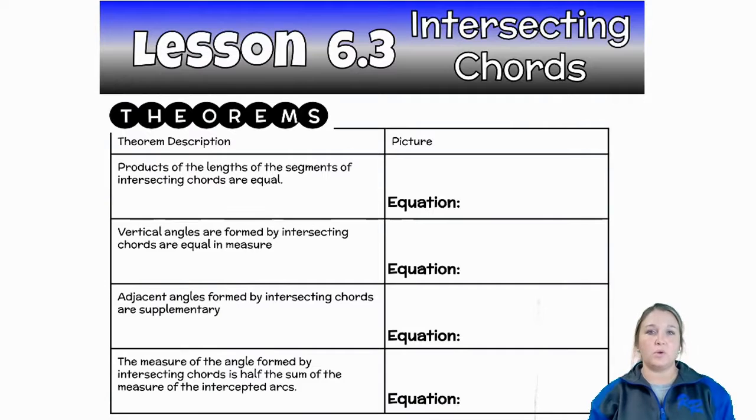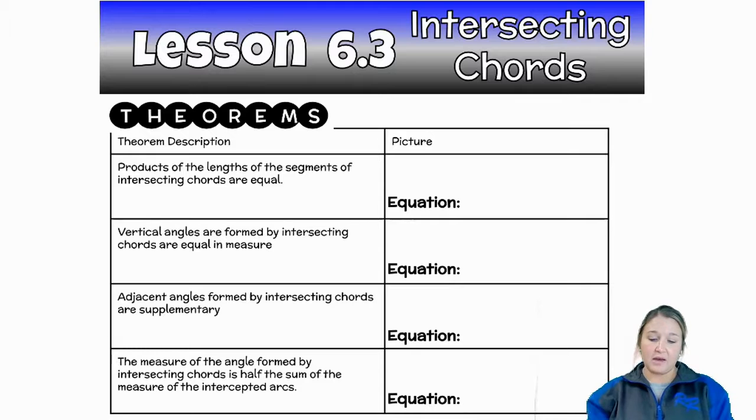Look at intersecting chords. Now, remember that a chord just connects 2 points on the circle. It doesn't have to go through the center. So let's take a look. There's a couple of theorems that we want to go through before we start working some of these problems out. So the products of the lengths of the segments of the intersecting chords are equal.